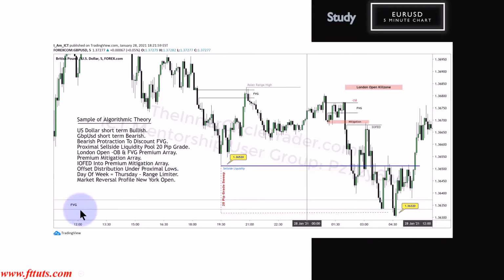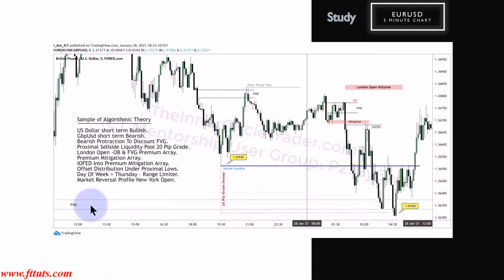In other words, we're looking for it to trade down here. So IPDA will want to trade to this level. Proximal sell side liquidity pool, 20 pip grade. That means near term sell side liquidity pool, while it's up in here, near term is here. So the closest liquidity pool for sell side is here, and 20 pips down converges with the fair value gap that I've already outlined and pointed to last night.